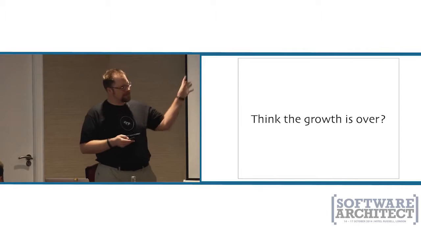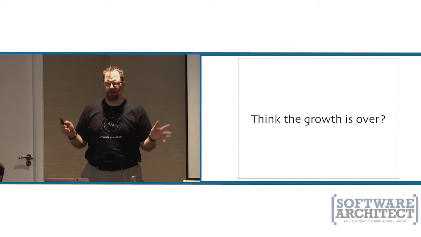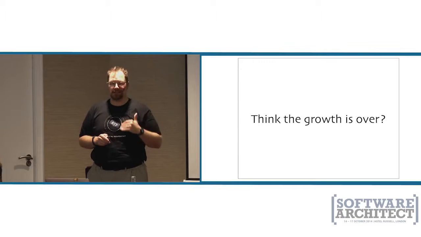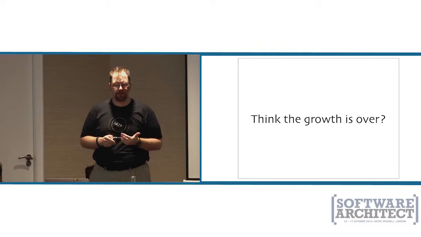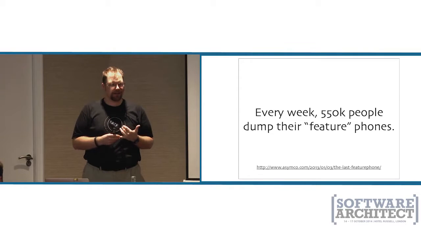There's a lot of folks who have said, well, this is nice, Nate, but the growth is over. We don't have to worry about it because things are really tailing off. It isn't. It's actually accelerating, which is really hard to get your head wrapped around. Every week, 500,000 people are getting rid of their feature phones, aka dumb phones, and replacing them with smartphones.